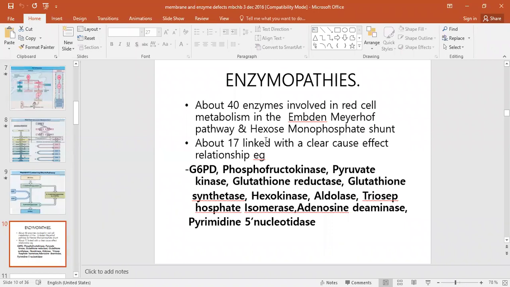What is of importance is that about 17 of these are linked with a clear cause-effect relationship. And I've given some examples here. Again, as I did mention, some of the enzymes are critical. If you look at some of the enzymes that I've mentioned here, starting from G6PD, all the way down, basically, all these are enzymes that, as I did mention, function in the cell for different reasons. And as I had alluded to, you need to look more into all these particular enzymes. I'll pick a few as we move along with this lecture and talk about them.